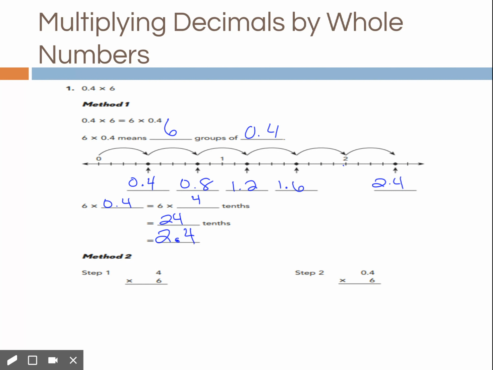I recommend using method 2, just the regular multiplication method. So first we're going to ignore the decimals and just do 4 times 6, which is 24. Then we look back at our original problem, and because I had one decimal place, I need to put a decimal back in my number so that I have one decimal place. So I start at the end and move over 1, which is how I get 2.4.